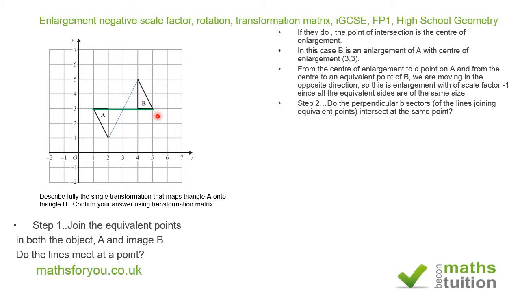Step 2, we now want to find the perpendicular bisectors of the 3 lines joining the equivalent points on the object and the image there. So the red line bisects the first red line, if you remember, from point 2, 3 to point 4, 3. That will also bisect the green line. So we've got two lines meeting at the point, and the blue line, the perpendicular bisector, also intersects the red bisector and the green bisector at the point 3, 3.